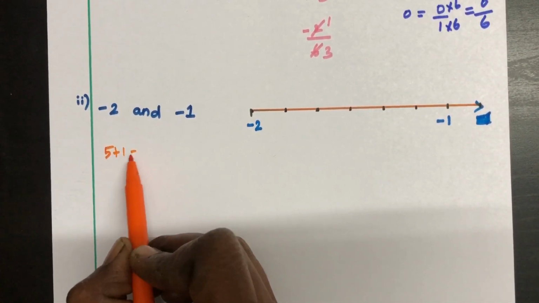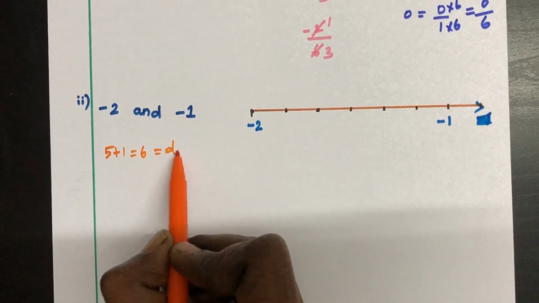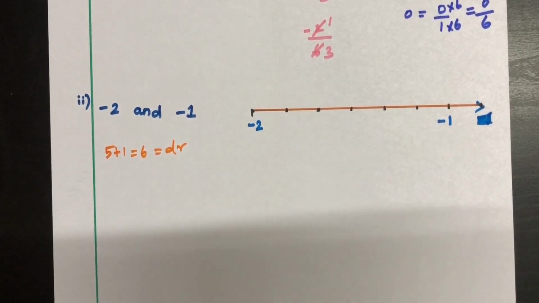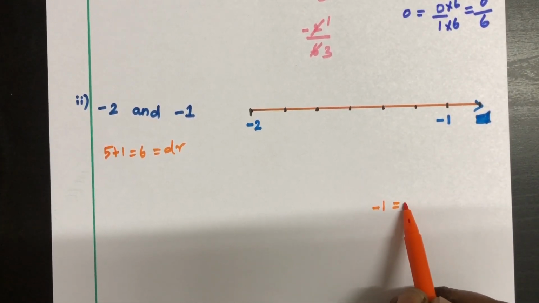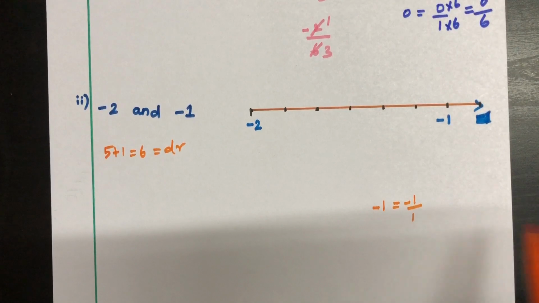5 plus 1 equal to 6. I am going to make my denominator as 6. See here, this is minus 1. Just listen carefully. Minus 1. Shall we write this minus 1 as minus 1 by 1?